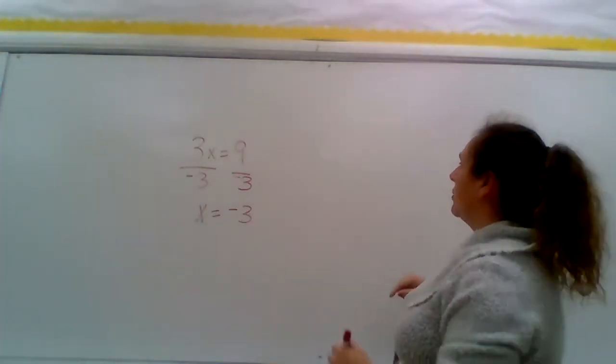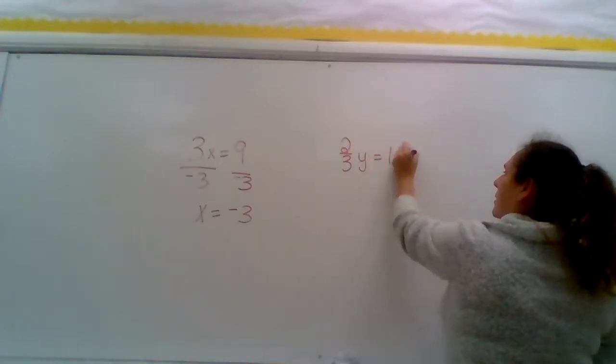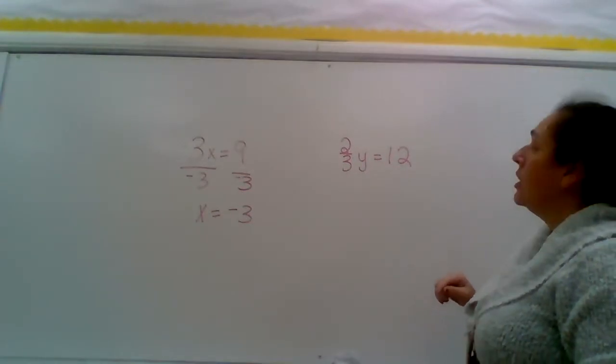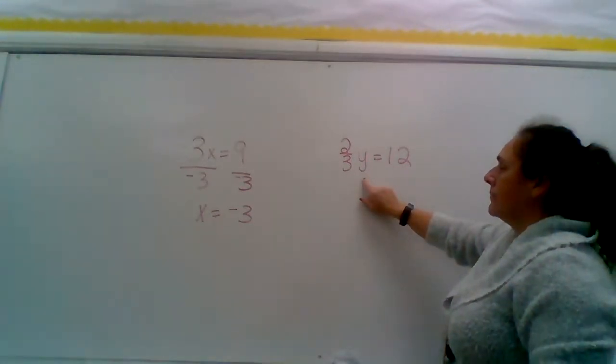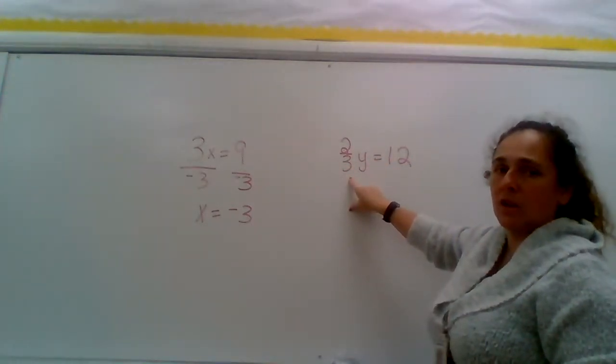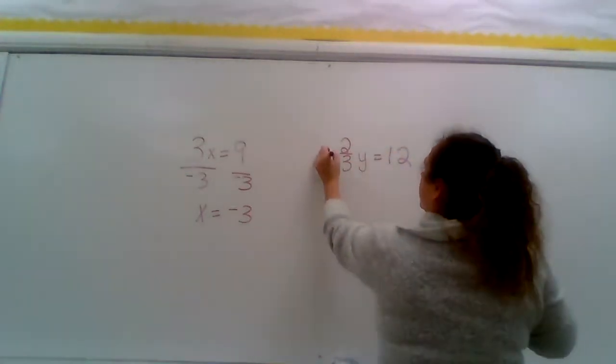Okay, another one for you to try. 2/3 times y equals 12. All right, here's your variable. To undo that, you would divide, but we don't divide by a fraction. We end up multiplying by the reciprocal. Reciprocal is when I flip it.